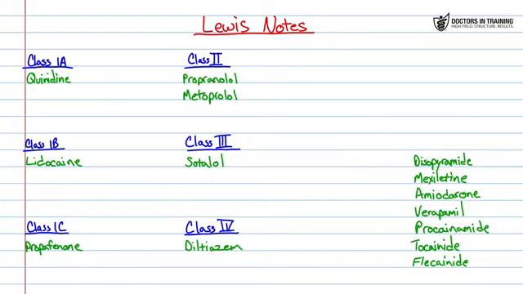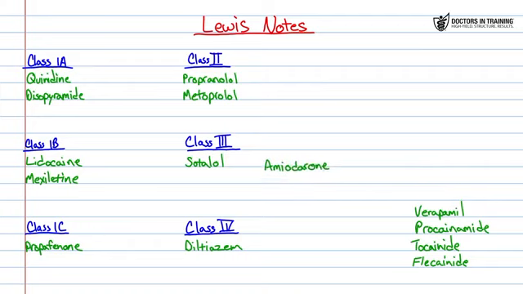Disopyramide is the double in double quarter pounder, so we're going to put that over here in our class 1A. Mexiletine is our mayo in the inside of our burger, so that's going to be class 1B. Amiodarone, so it actually has a lot of actions. It's probably primarily recognized as a potassium channel blocker. It does have some sodium channel blockade as well. Verapamil is another calcium channel blocker. That's going to go over in our 4.